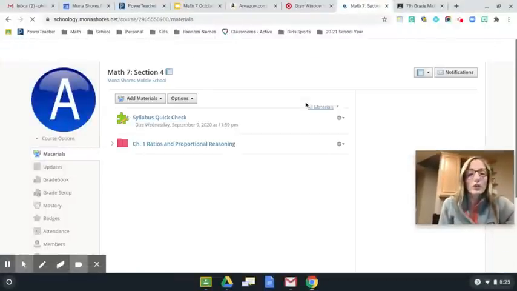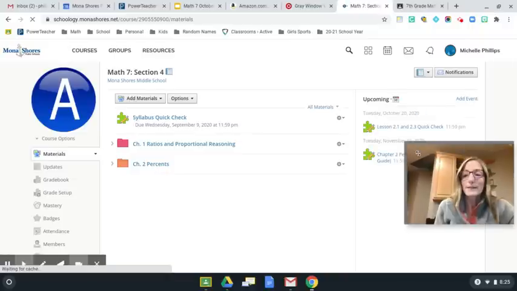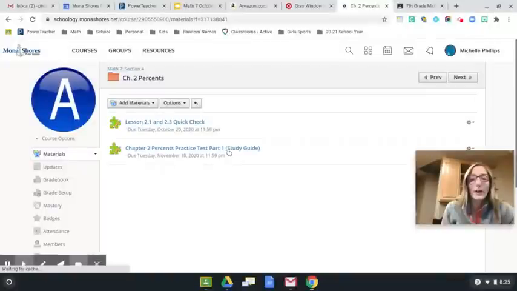So when you go into Schoology, you're going to see probably over on the right-hand side, chapter 2 percent practice test, or I have a folder here within Schoology. And it's right here as well. Practice test, part 1, study guide. So you're going to open that up and have it ready to go.